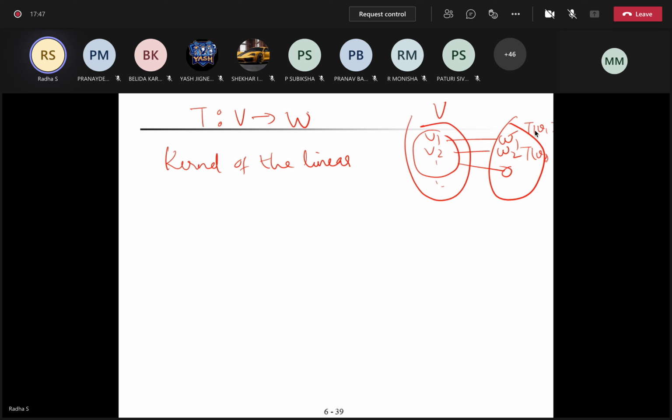The set of all elements in capital V such that if you apply the linear transformation to those elements, the image is 0. Such elements, if you collect them, that set's name is kernel. It is a subset of V and also a subspace. Not only a subset, it is a subspace of V. Is it clear? Okay, I'll ask you something here.